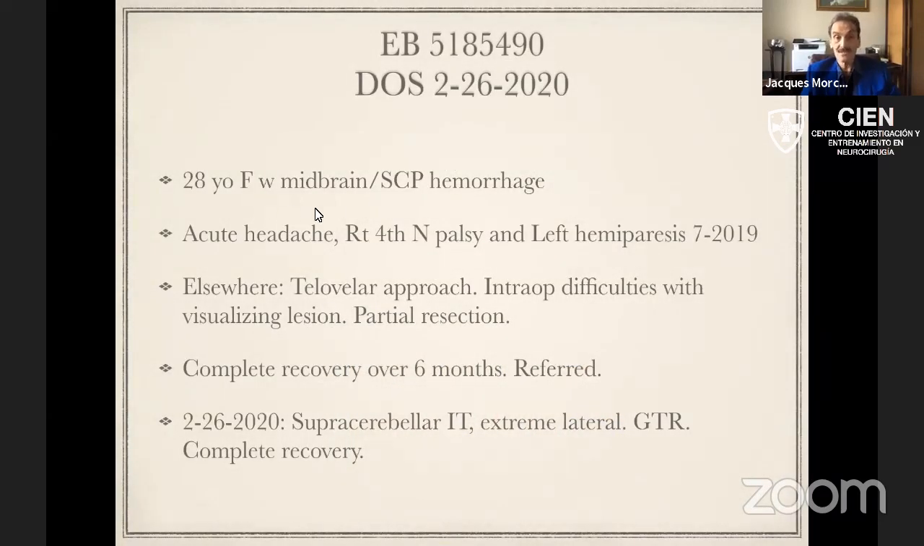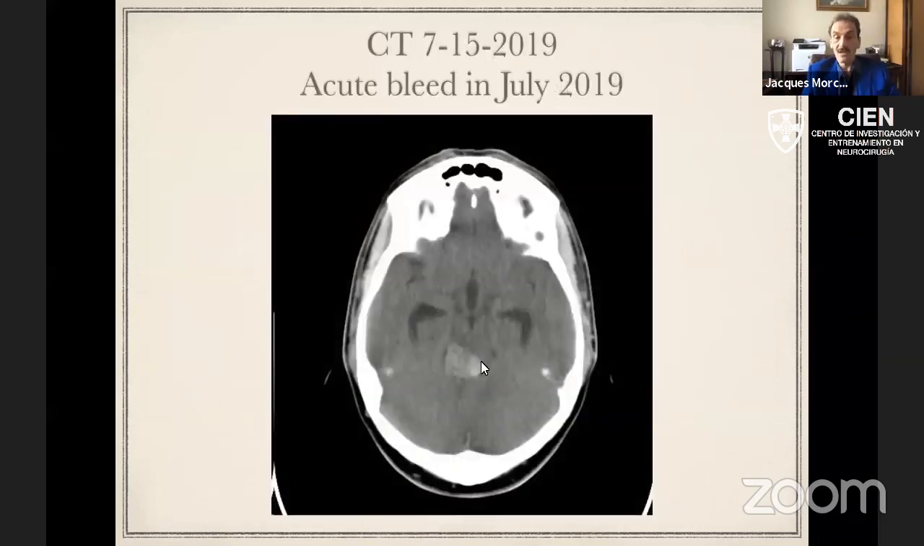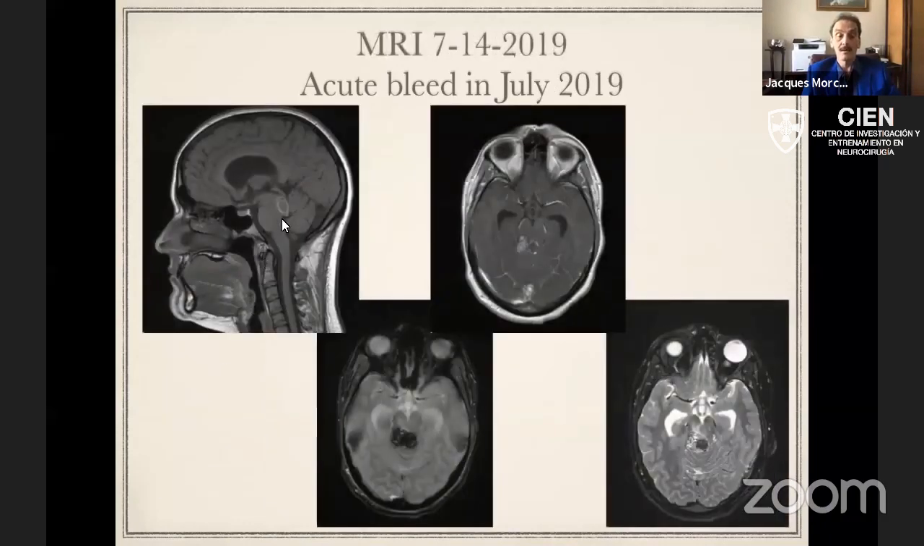She's 28. She had hemorrhage in this cavernoma in July 2019. That approach was done, as I said, partial resection. She did recover very well, but she still has a residual cavernoma. Six months later was referred to me with this cavernoma. So here is her original hemorrhage. See, and this is the cavernoma.